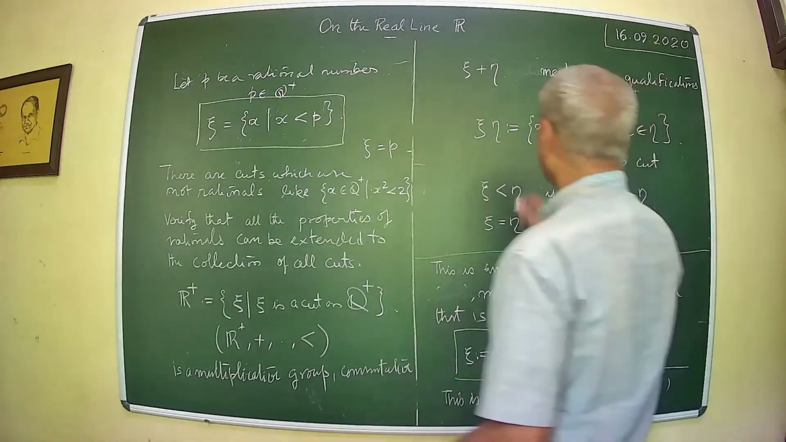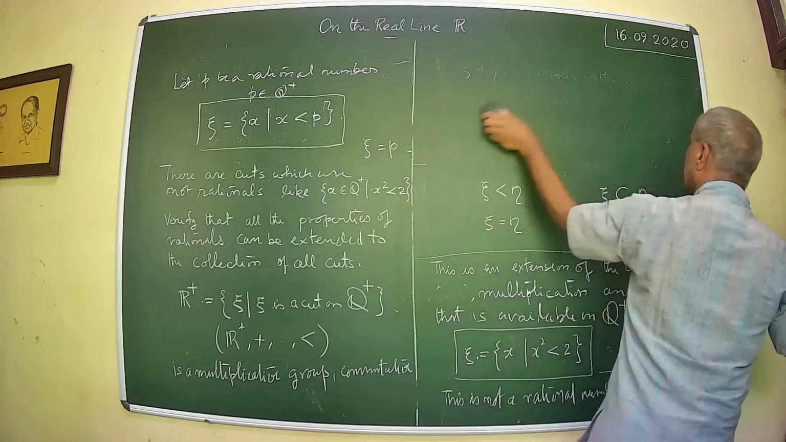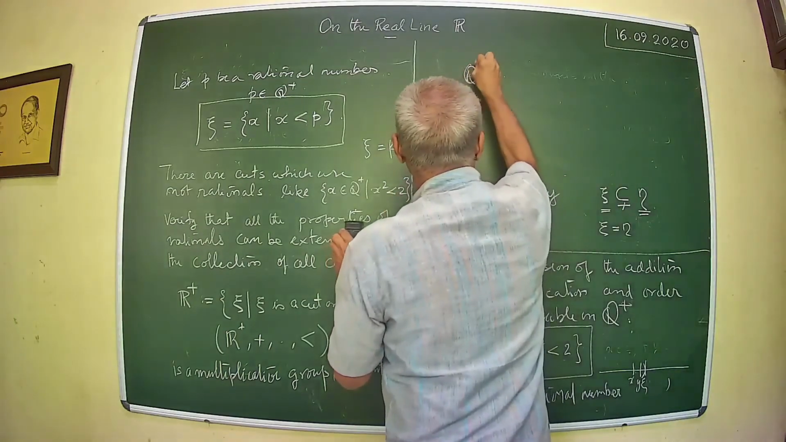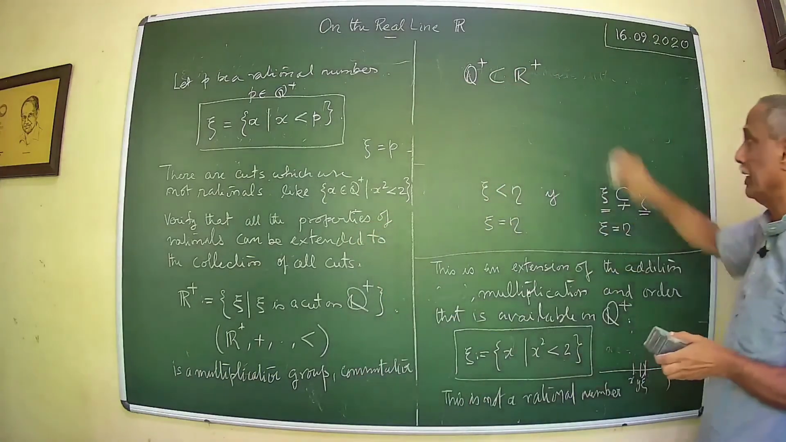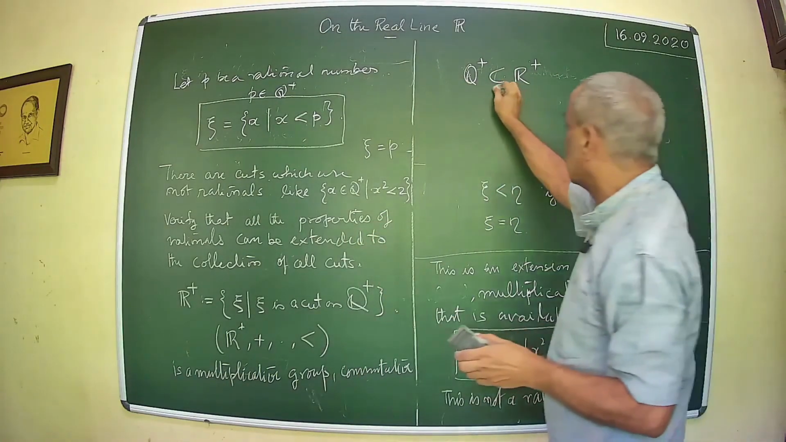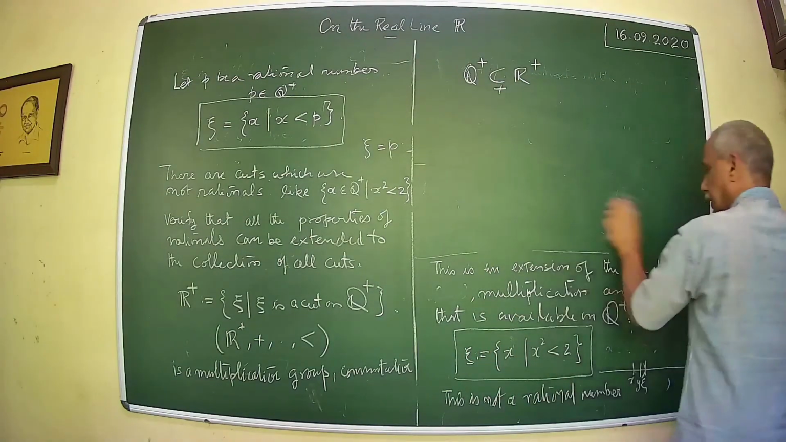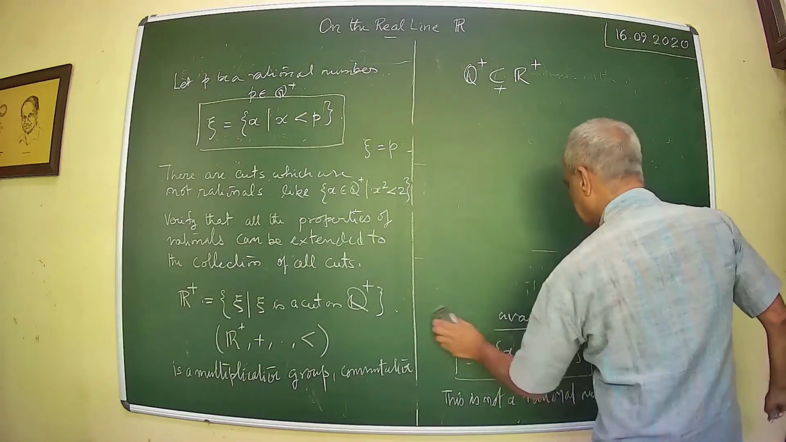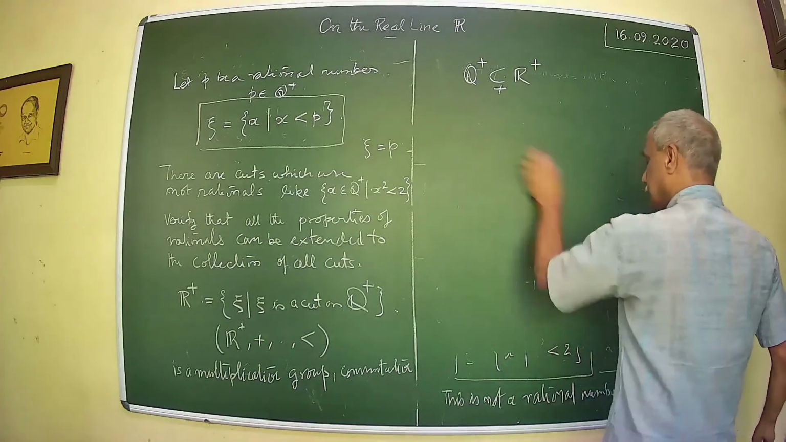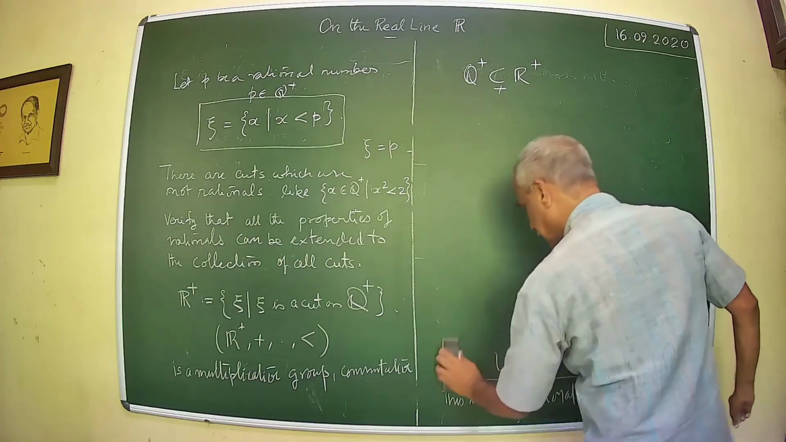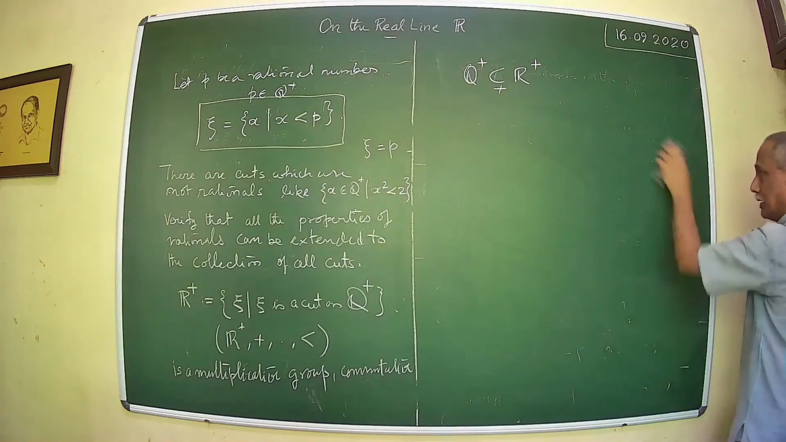So you have actually Q plus is contained in R plus. This is what you get. And in fact, this is a proper containment of objects like square root of 2, square root of 3, pi, e, all these things are not in that class. But they are all there in R plus. This is the result that follows. That's the structure.